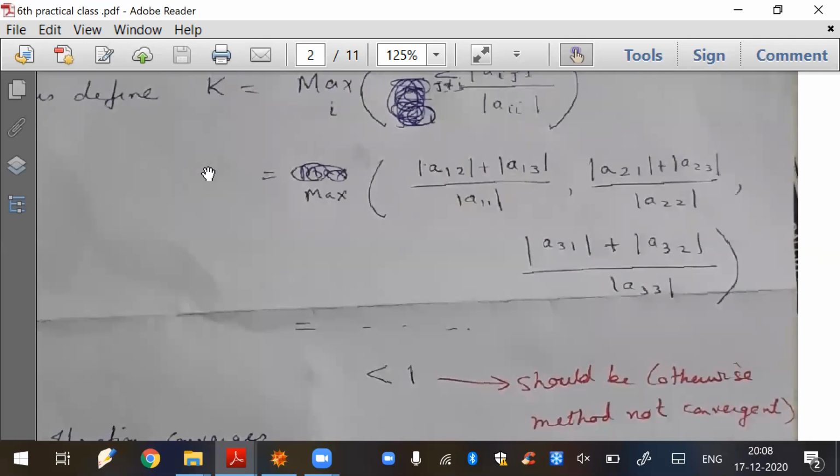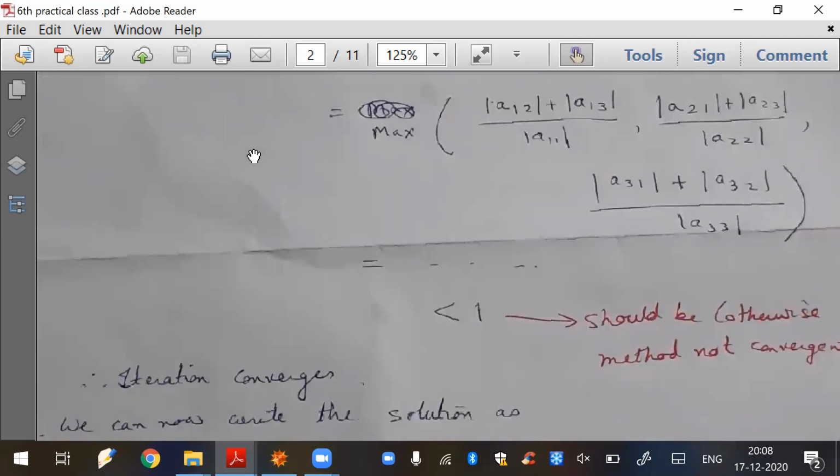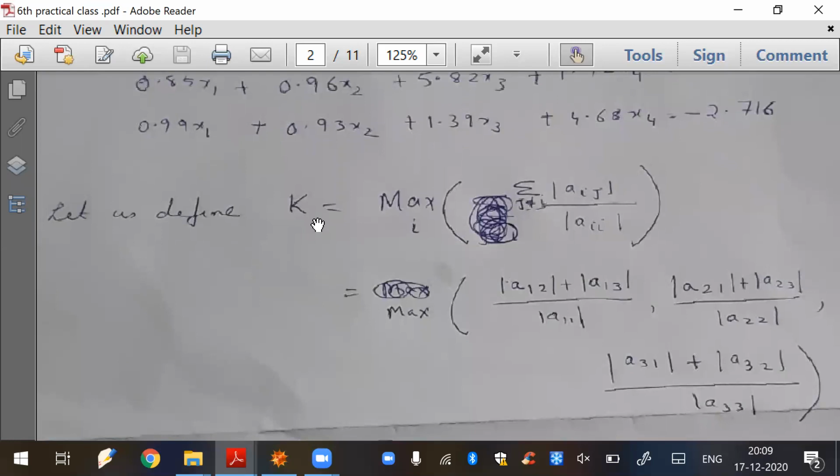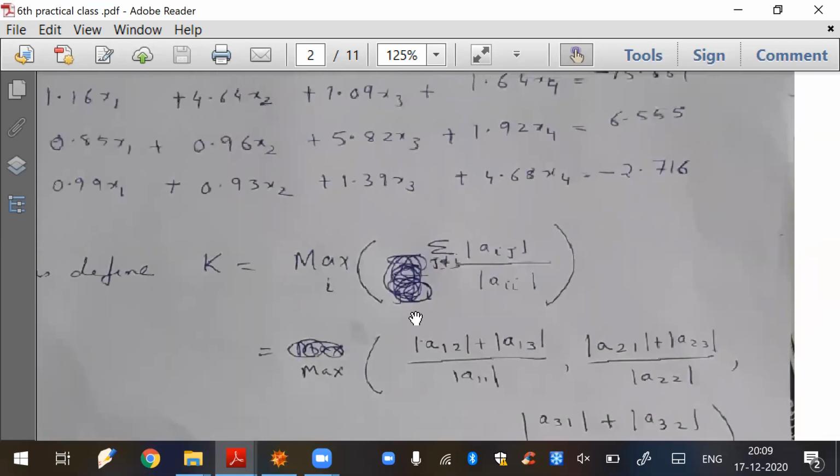As I talked about convergence, this method is convergent if the value of k is less than 1. If not, then this iteration method is not convergent. This condition, k less than 1, is the criterion of diagonal dominance. Why diagonal dominance? If you note carefully what we are calculating here, consider the matrix with i equal to 1, the first row. In the first row, excluding the first element, you are adding up the remaining elements.